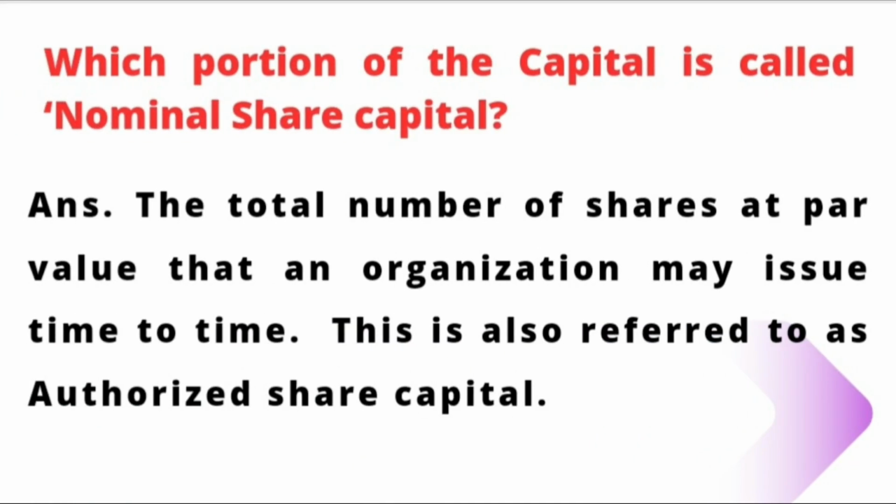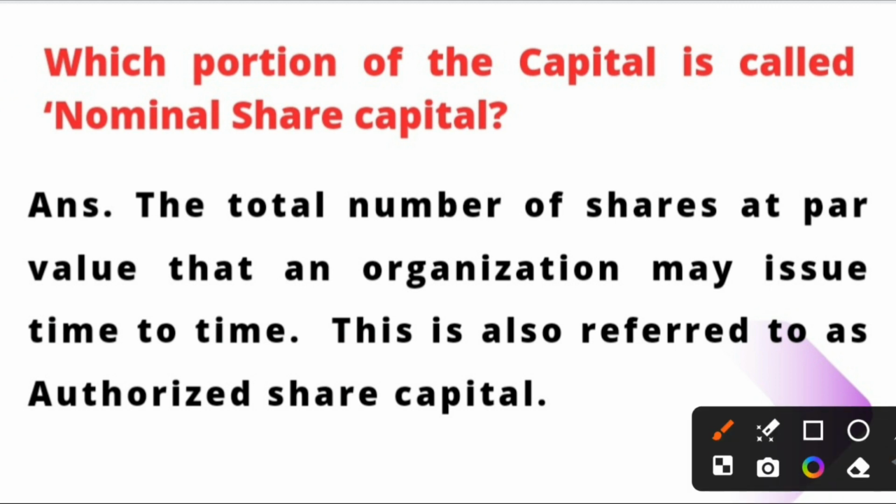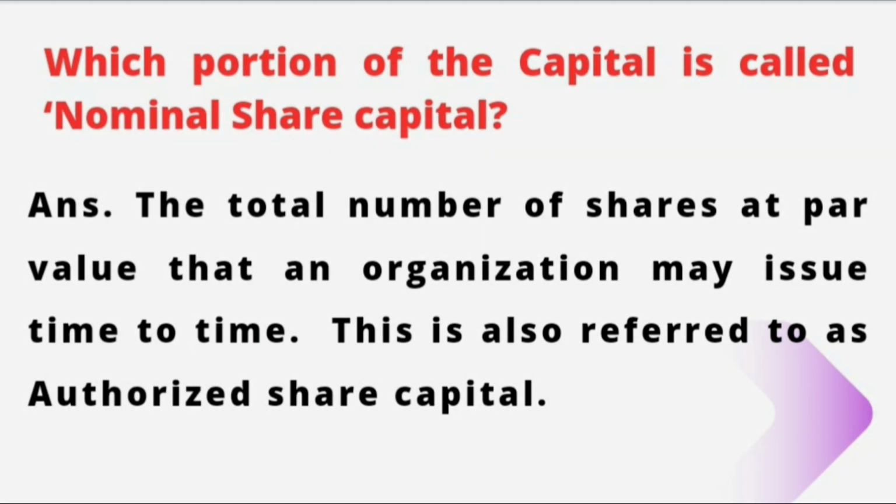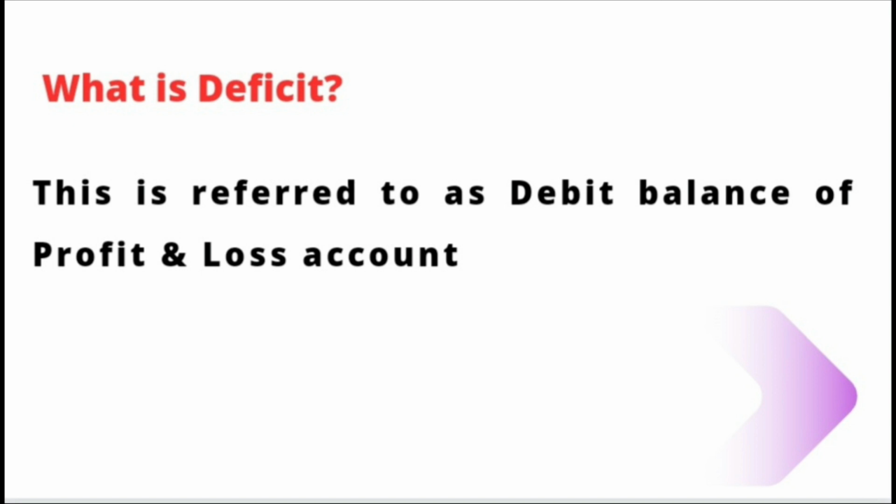Which portion of the capital is called nominal share capital? Answer. The total number of shares at par value that an organization may issue time to time. This is also referred to as authorized share capital. Nominal share capital is also referred to as authorized share capital. What is the deficit? This is referred to as debit balance of a profit and loss account.